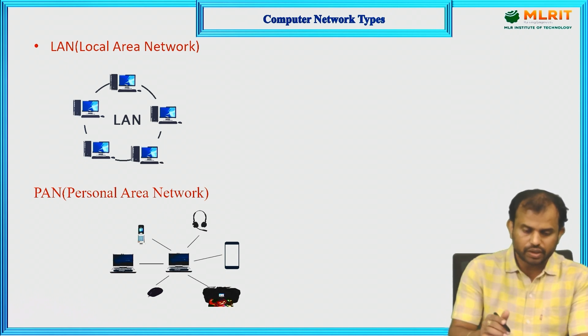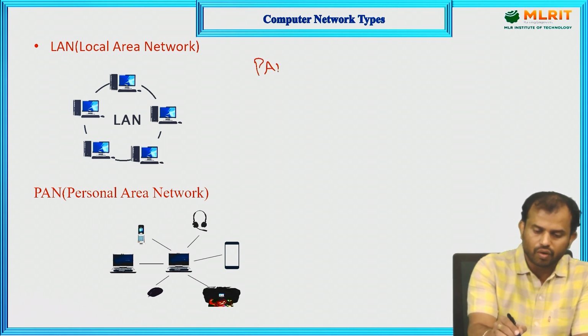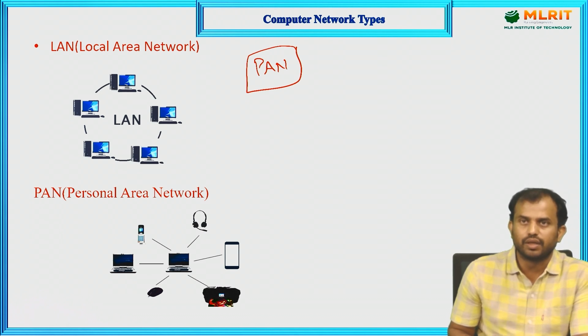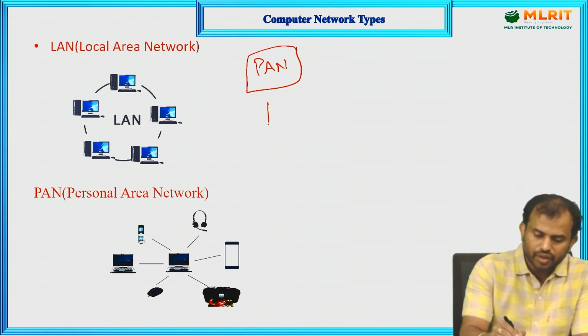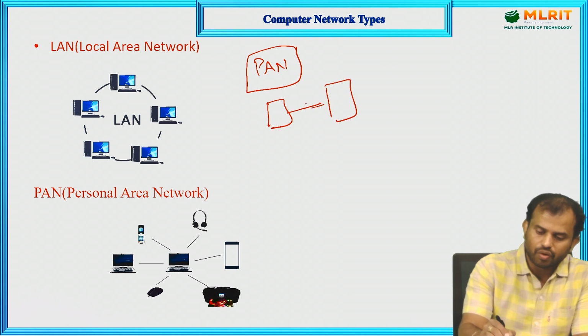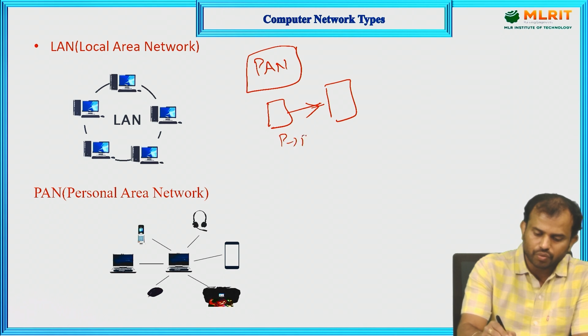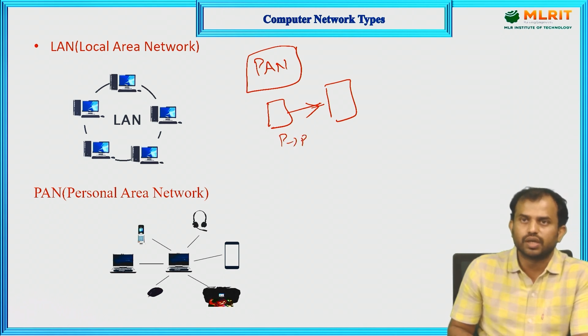What is meant by this? The personal area network, we call it PAN, which means a person can communicate with the respective other person. Generally we call it peer-to-peer communication or one-to-one communication. We are using this kind of device, a personal area network, which means it is a personal device and only one person can use that respective network.